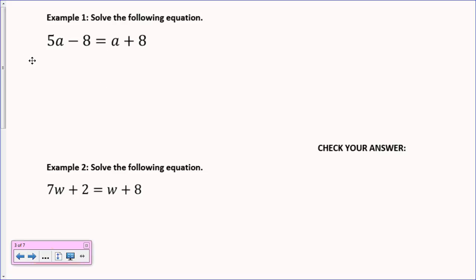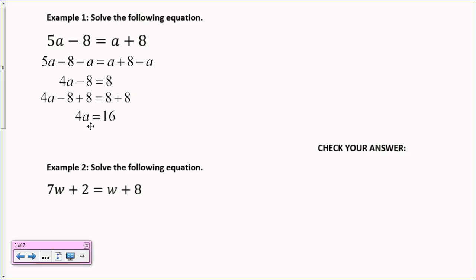Okay? Step 3 is to get all the variable terms on one side and all the constant terms on the other. So we have to do the inverse operation. So here, I like to move the variable term first, and I always choose the one that has the smallest coefficient. So here the a, I subtracted a from this side. I also had to subtract it from the other side as well. Okay? So that leaves me with 4a, because this 5a minus a can be combined. So I get 4a minus 8 equals 8. So now it's just like a 2-step equation. So I'm going to add 8 to both sides, and that's going to leave me with 4a and 16. Divide both sides by 4. I get a equals 4.